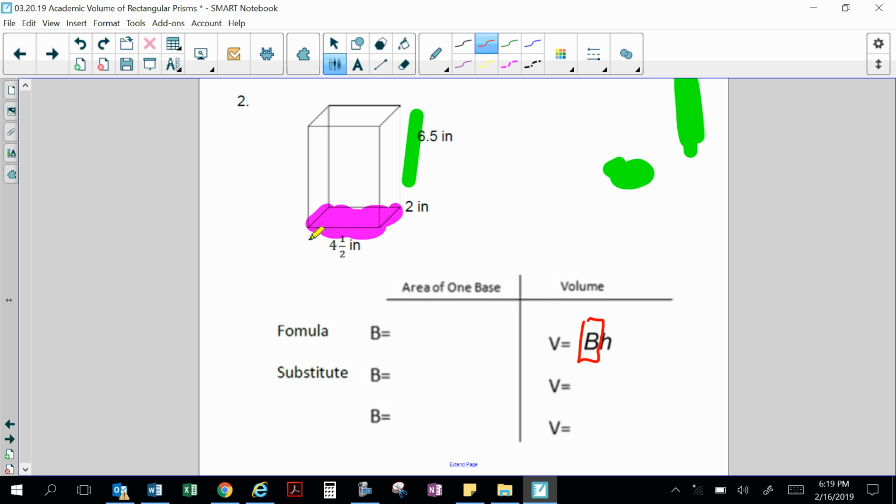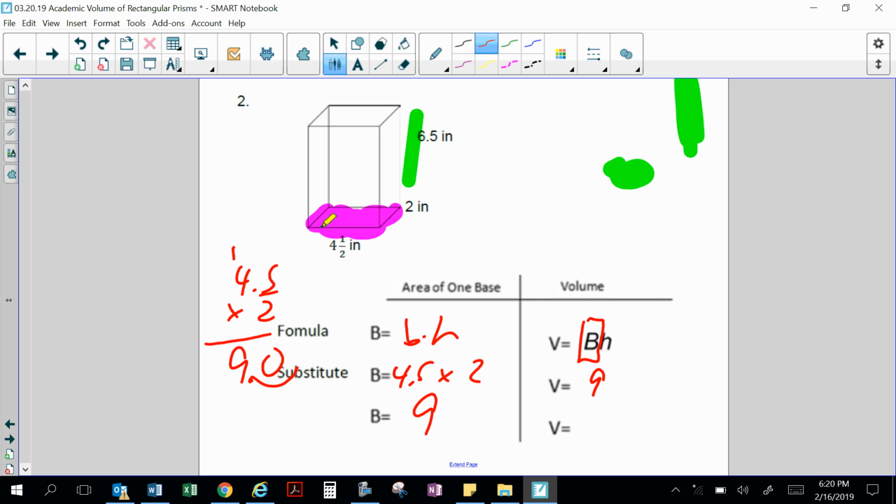So this rectangle, how do you find the area of this rectangle? You multiply the base times the height. Do you know another way to say 4.5? What decimal is 4.5? 4.5 times 2. And what is 4.5 times 2? It's 10. Carry the 1 is 9. One number behind the decimal, so move it 1. So it's 9. So the area of the bottom is 9. The area of the base.